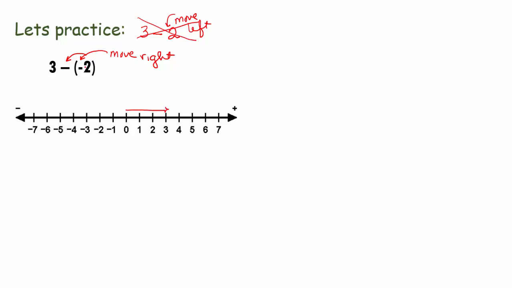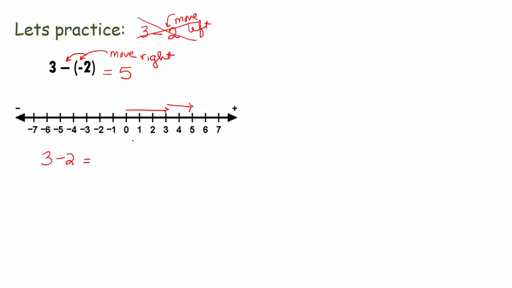And then we want to subtract a negative 2. Well, to subtract a negative, we have to move to the right. So then we're going to move to the right 2 more. And where do we actually end up on the number line? We end up at 5. And you see that that's different than 3 minus 2.